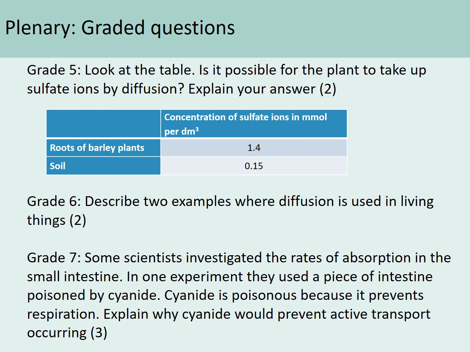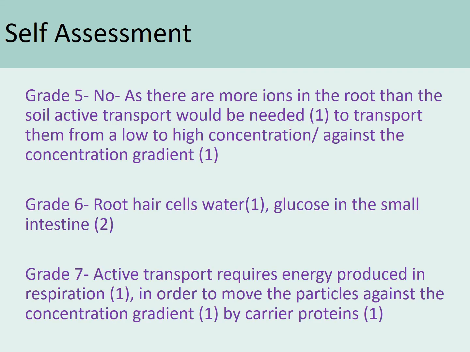Okay, welcome back. So hopefully we've had a go at these 3 questions, ranging from 2 to 3 marks. So the first question for grade 5 was asking about the table, looking at the table and asking if it's possible for sulfate ions to move by diffusion. Now on the table it had that inside the roots the concentration was 1.4 and in the soil it's 0.15.